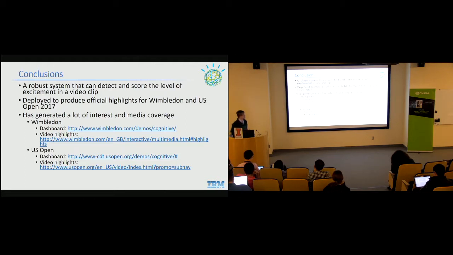So to conclude my talk, we have built a robust system that can detect and score the level of excitement in a video clip. We have deployed it and produced official highlights for Wimbledon and US Open in 2017 last year, and we have already generated a lot of interest and media coverage. If you are interested, you can go to these links to check out the dashboard and the video highlights.